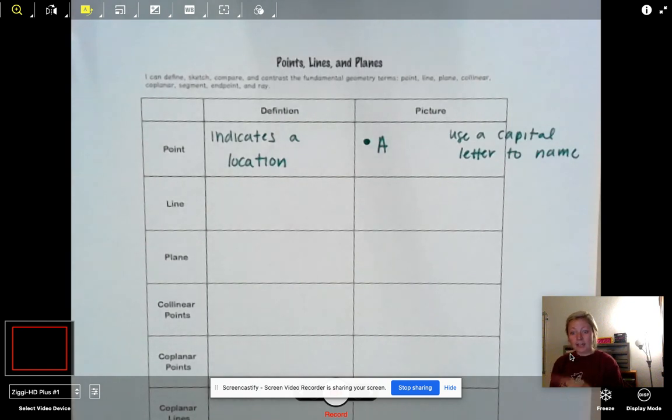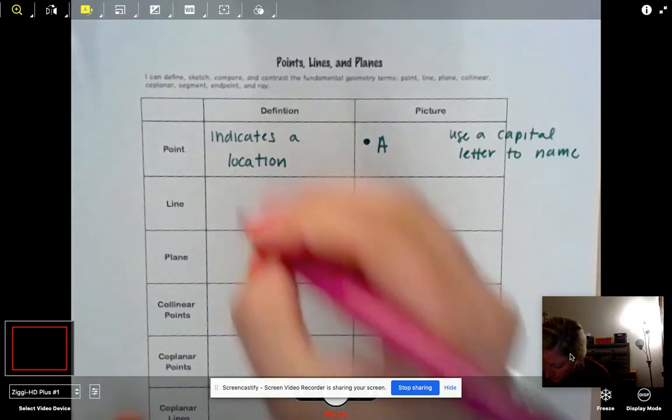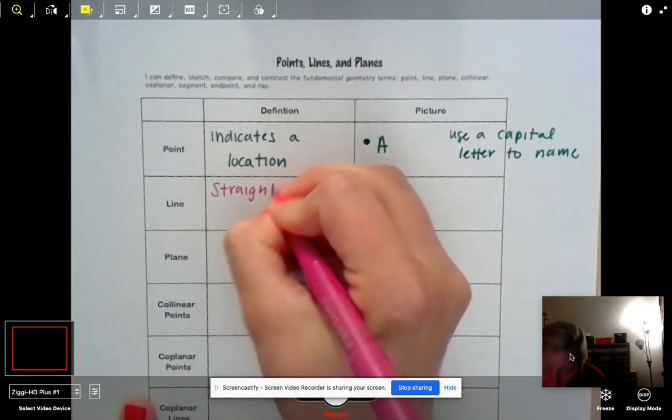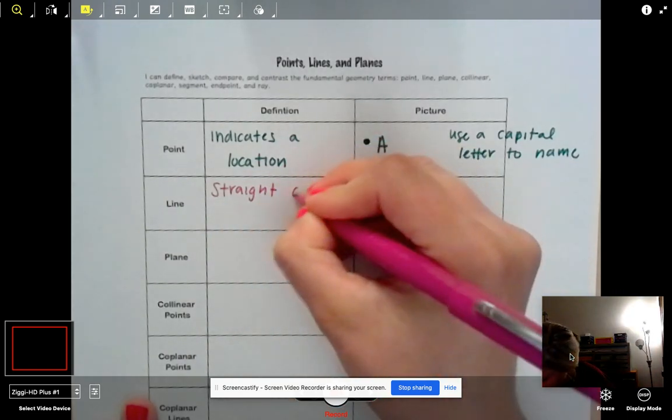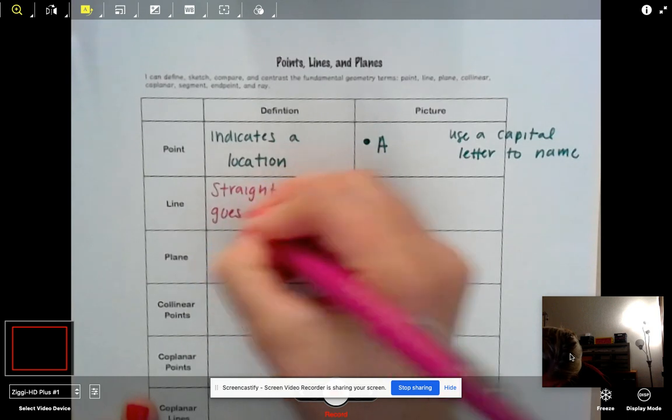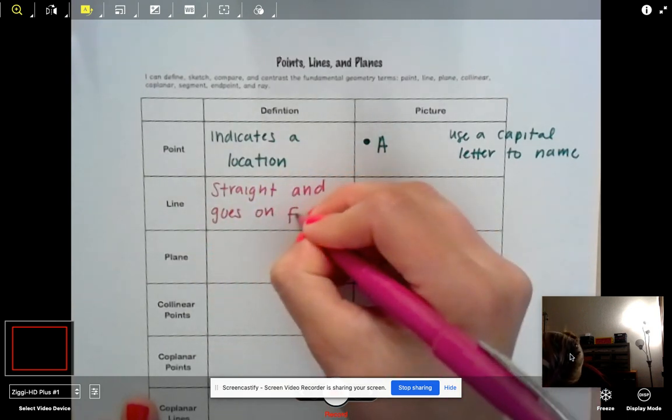Now let's say we had 2 points, we could make a line. A line, for a definition, we could say it's straight and goes on forever and ever and ever. So let's say straight, and goes on forever.